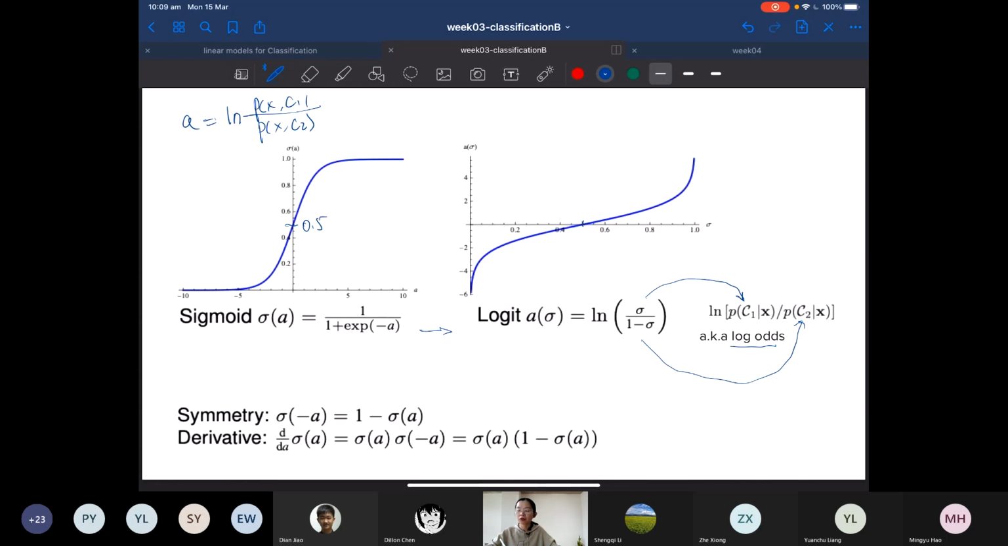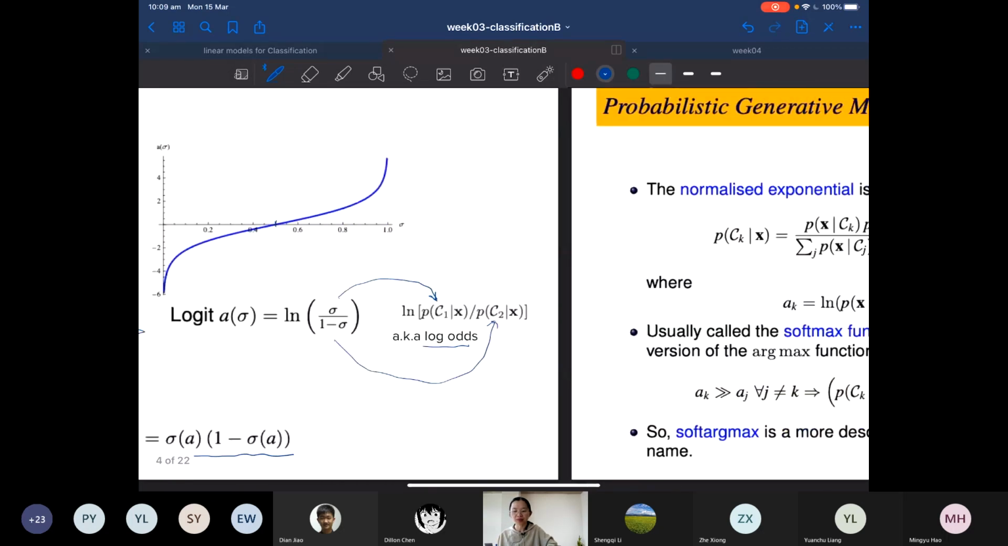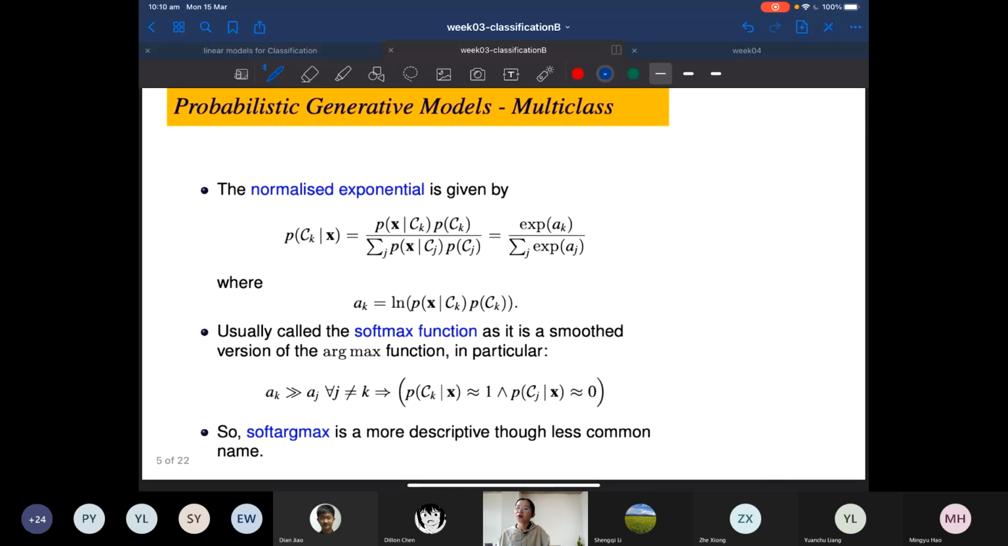Moreover, the derivative of the sigmoid function is a nice function as well. It's basically the sigmoid function times 1 minus itself. This is useful for speeding up calculations, such as for the gradient of logistic regression or neural networks, as you will see. All right. So that's sort of a short interlude introducing the key quantities we will use.